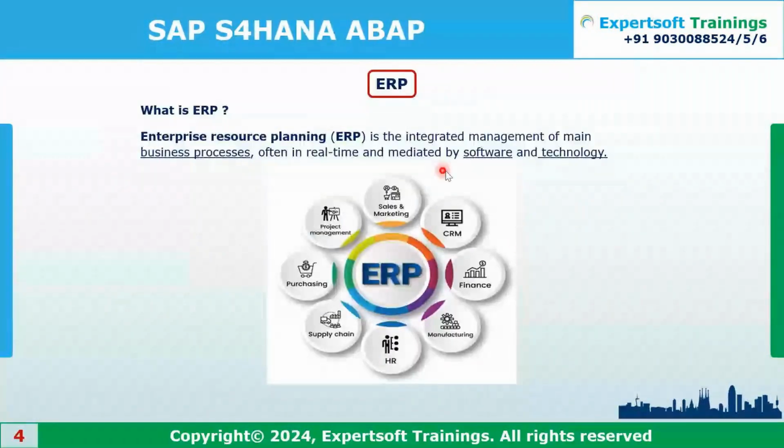There are different modules in this. Like we have a marketing module, SD. We have a CRM module, that is customer relationship management. Finance we call it as FICO. Manufacturing we call it as PP. HR is where, suppose you are working in an organization, you get your salary, so that is the HR module.